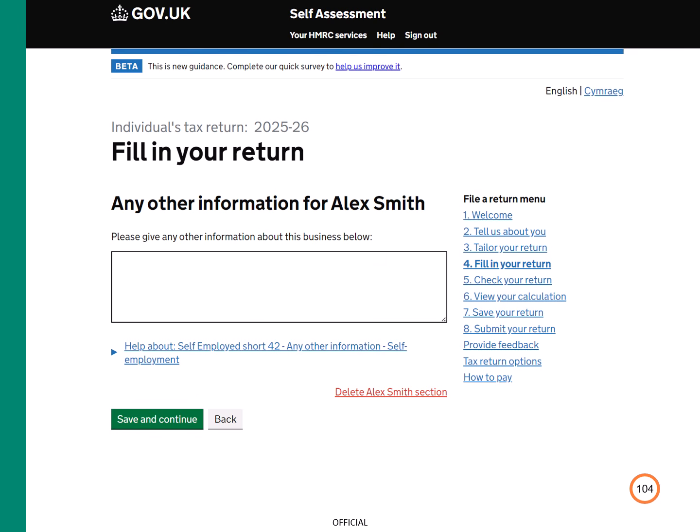Next, use this space to give any other information you feel is needed to support your entries in the self-employment section. Don't use the enter or return key. This will cause an error message when you save and continue.